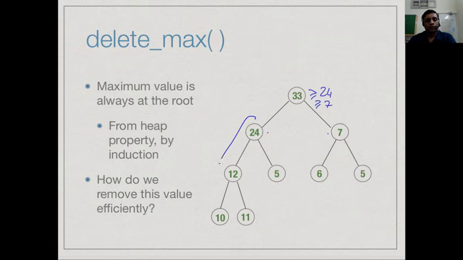But inductively, I know that 24 must be the biggest node in this subtree and 7 must be the biggest node in this subtree. So therefore 33 is bigger than both, so it must be the biggest node overall in this entire tree. Okay? So the claim is the maximum value is always at the root. Right? So now the question is, if the maximum value is at the root, how do we remove it from the tree efficiently?